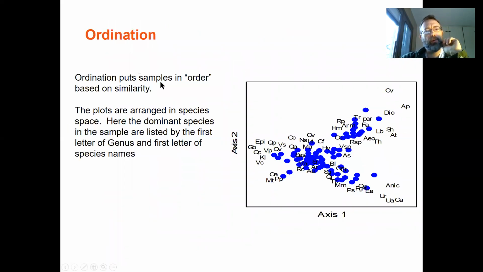So ordination puts samples in order based on similarity. The plots are arrayed in space. Here are dominant species in the sample. So this is, I think, the most important species in any of these particular samples, or this is arrayed in that way. So DIO represents the most important species. In this area, EPI there, UR down here. So this is the species space, and this is just a species. And these are the samples, and this is how they're arrayed. This can give you some good information, and we'll chase this down in the example I'm going to present to you.